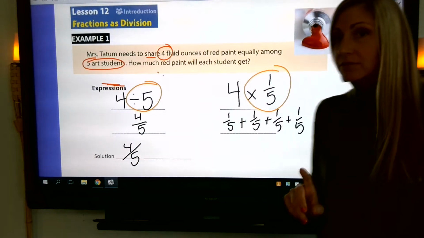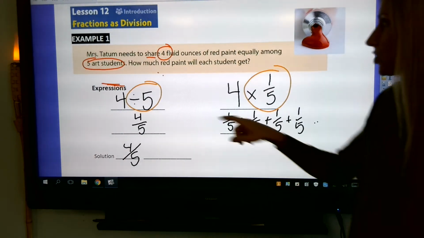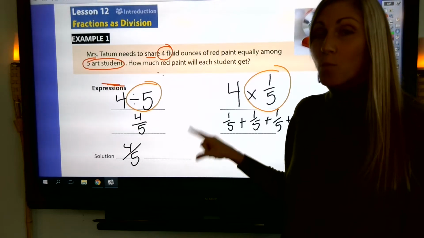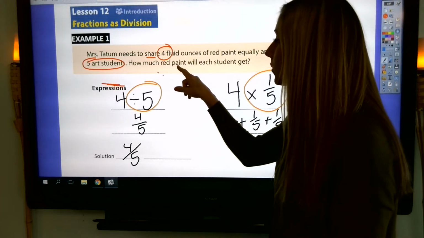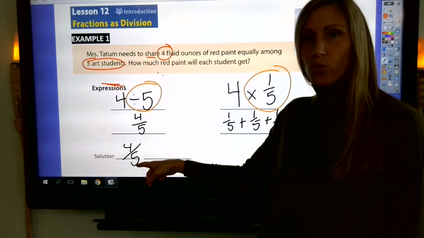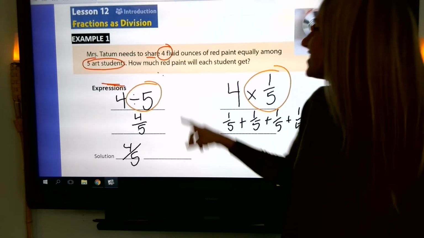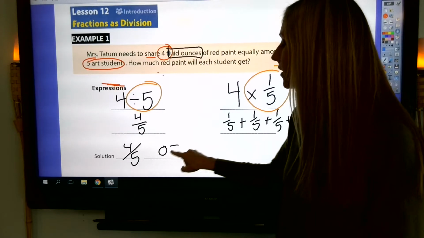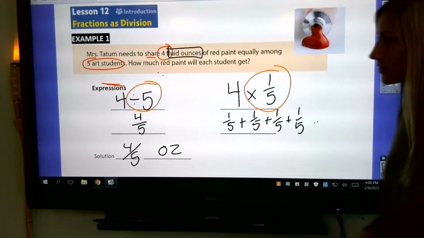Now, label, practicing that. Remember I said I wanted to start boxing it. How much red paint? We would not label this red paint. Go back to the numbers. It would be what? Well, it's not 4/5 of a person, students. It's the fluid ounces. And ounces would really be okay here too, but you could say fluid as well.